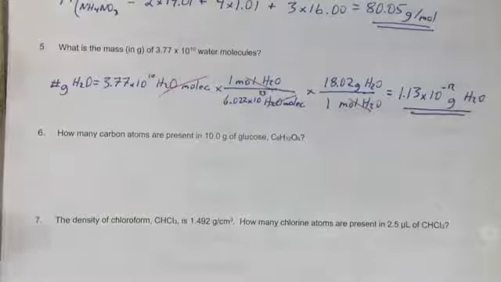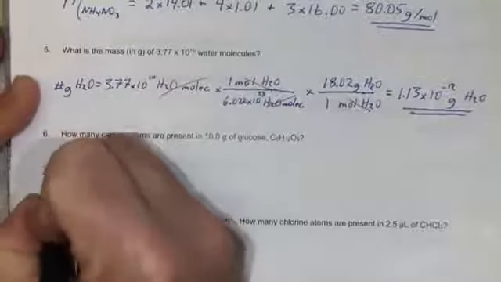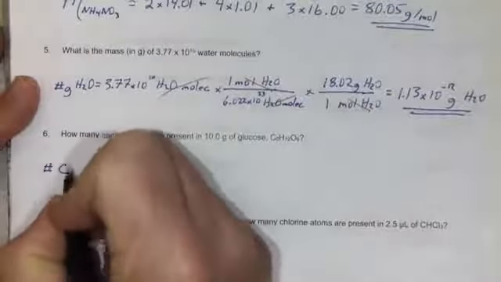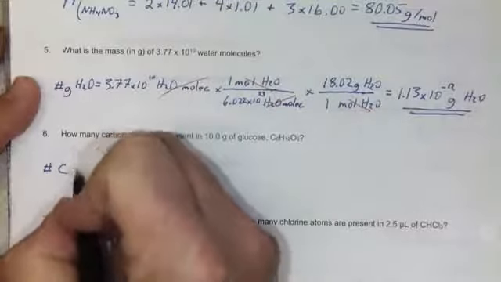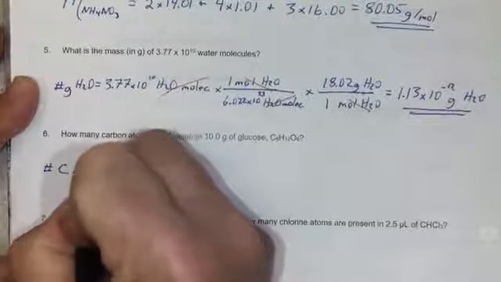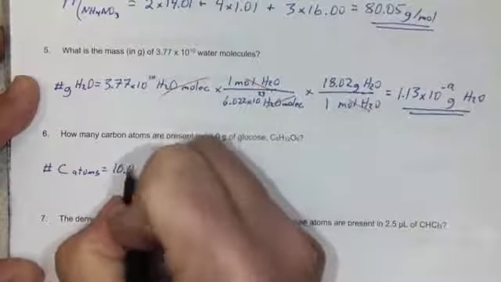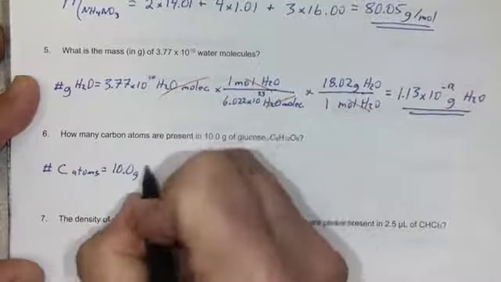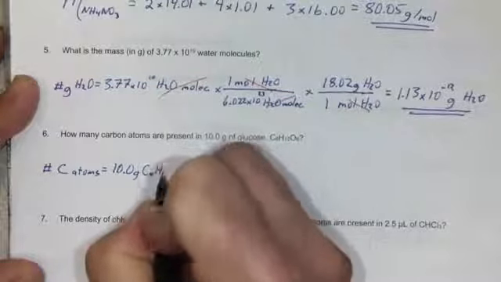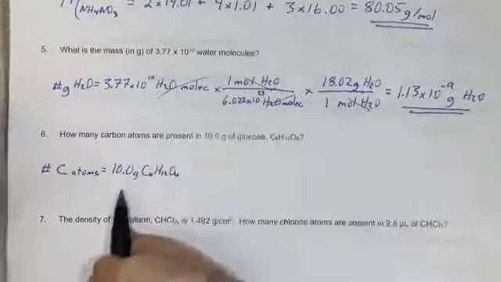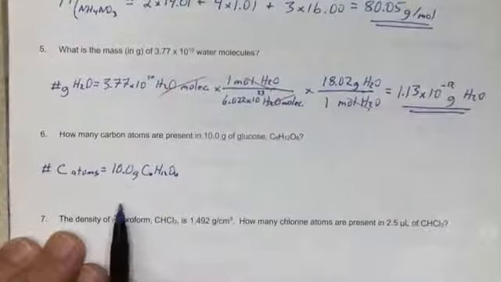Number 1, write down what you want to know. I want to know the number of carbon atoms. The number of carbon atoms equals. Number 2, start with the given measured quantity, 10.0 grams of glucose, and write the formula, C6H12O6. Now notice, this is our first true stoichiometry problem.